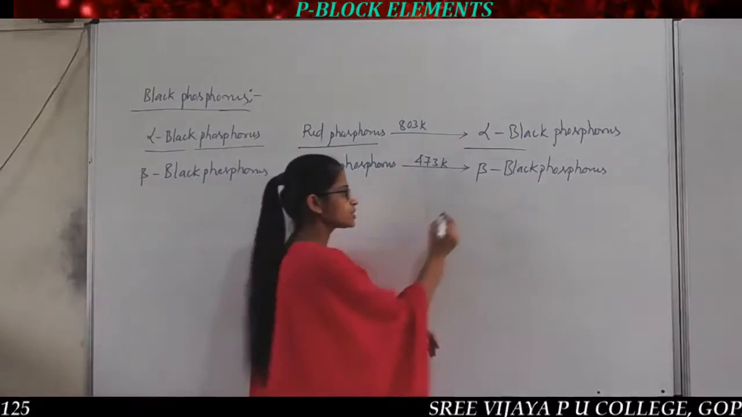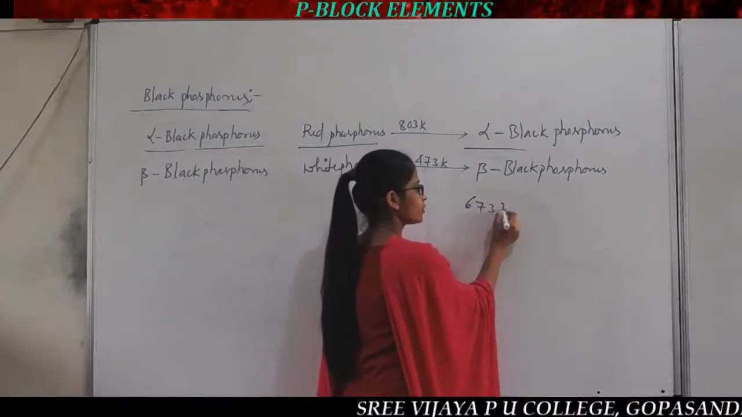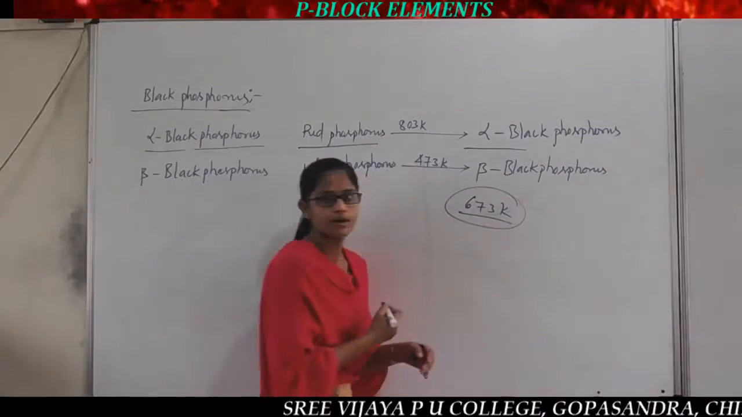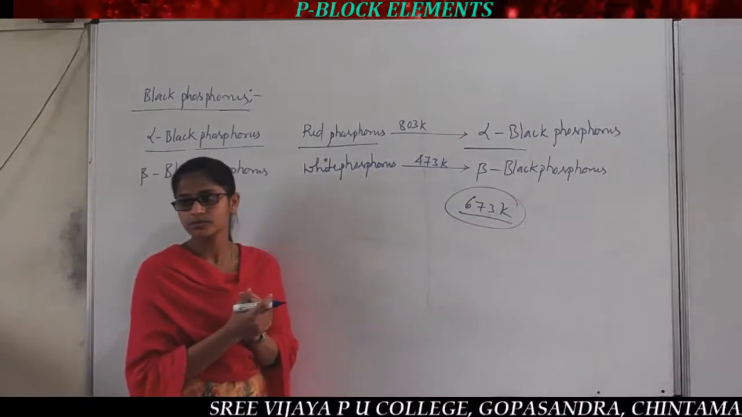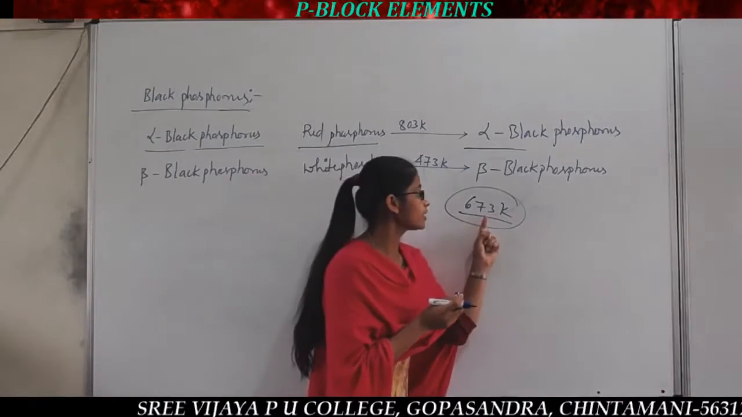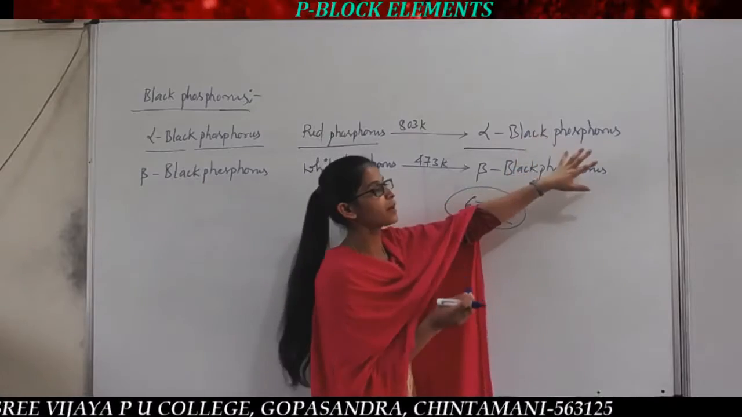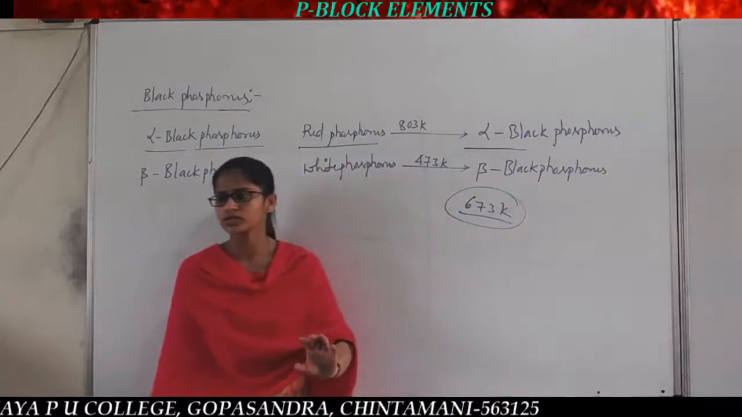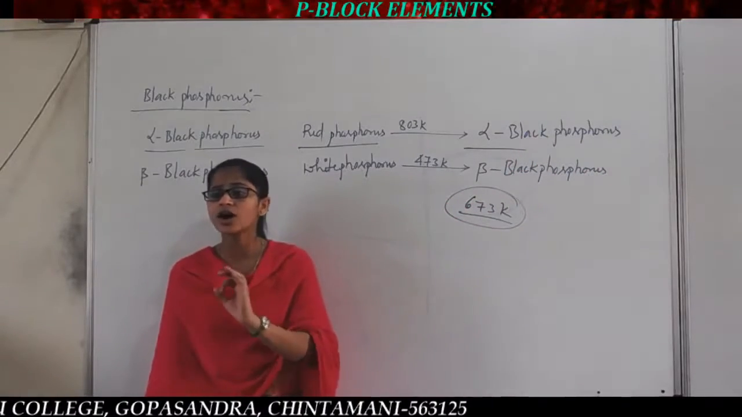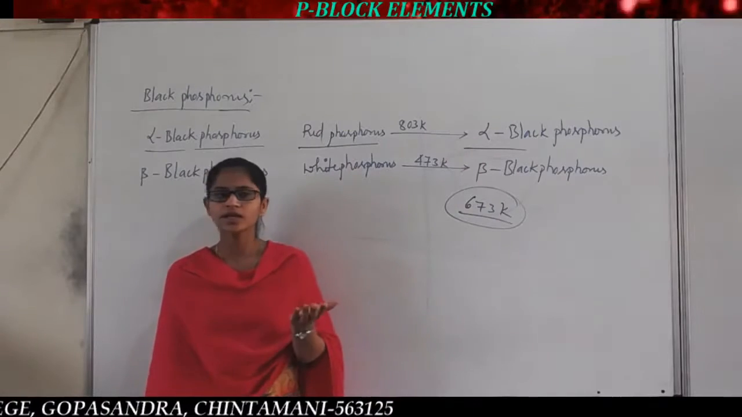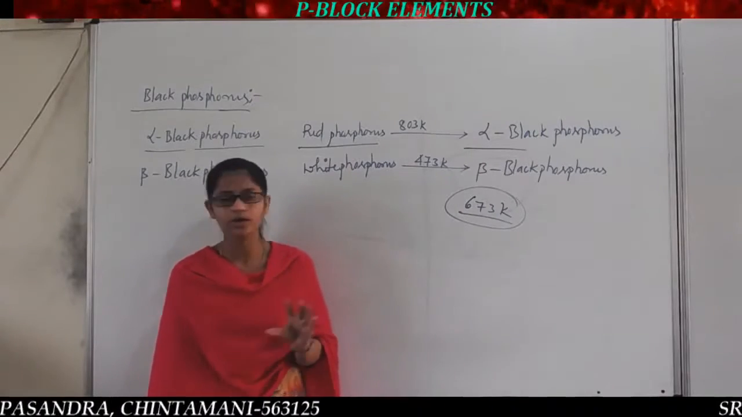But in case of beta black phosphorus, it reacts with oxygen, but up to a temperature of 673 degrees Kelvin there is no reaction with the oxygen atoms. But above 673 Kelvin, it reacts with oxygen. But in case of alpha black phosphorus, it does not react with oxygen. We call it does not oxidize in air. It does not react with oxygen because of the condition.